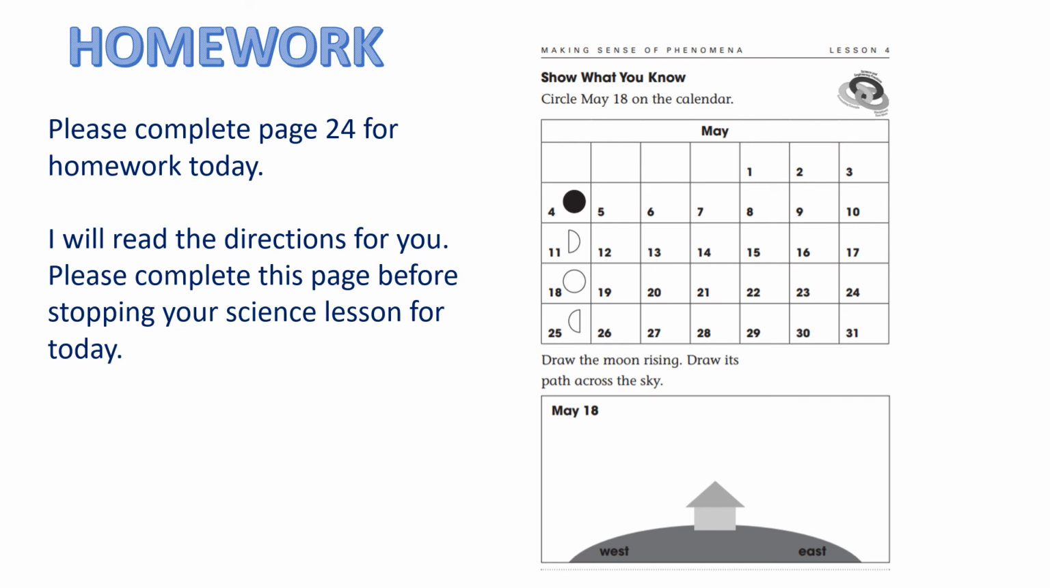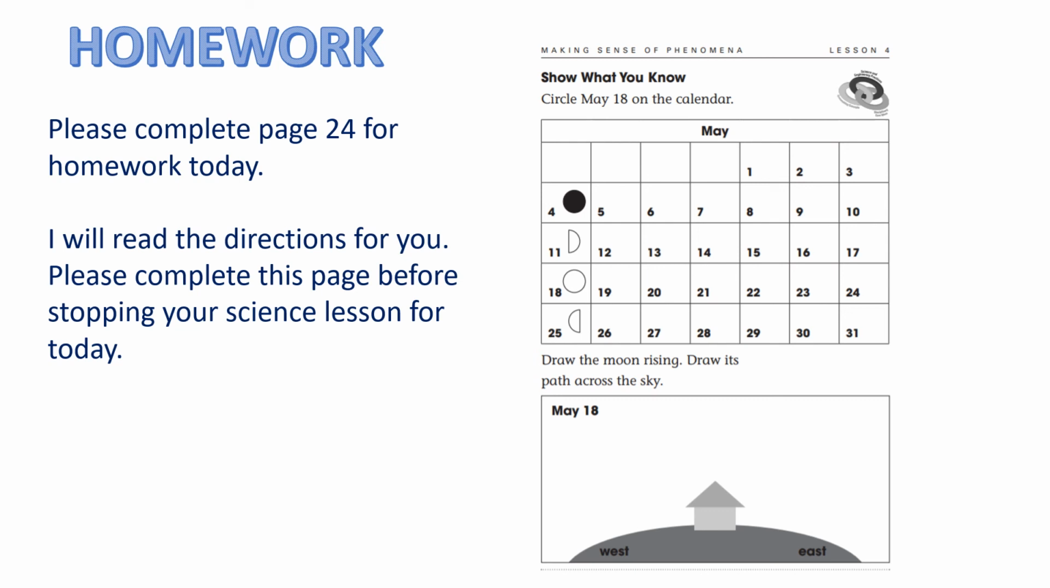All right, open up your workbook to page 24. They're asking you to do 2 tasks. Number 1, show what you know. Circle May 18th on the calendar. All they want you to do is circle May 18th. If you circle the correct one, it'll be the day of the full moon on the calendar.